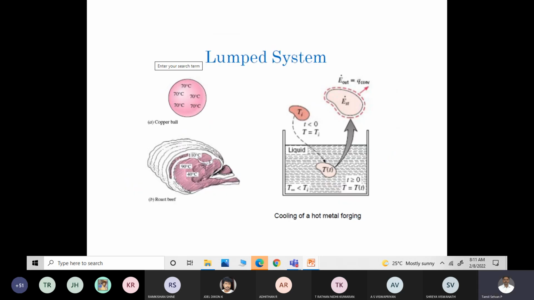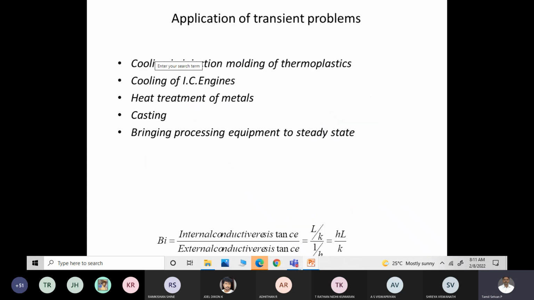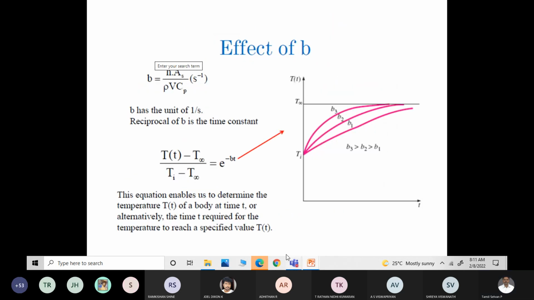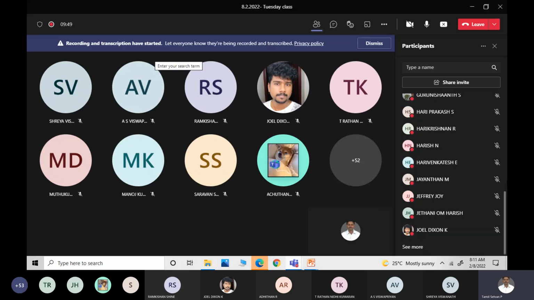Jetani, Omarish, are you there? See, if your attitude is like this, then it's very difficult. And most probably in March, you have to come to campus and you will be attending classes there. Let me see how many of you are attending regularly.